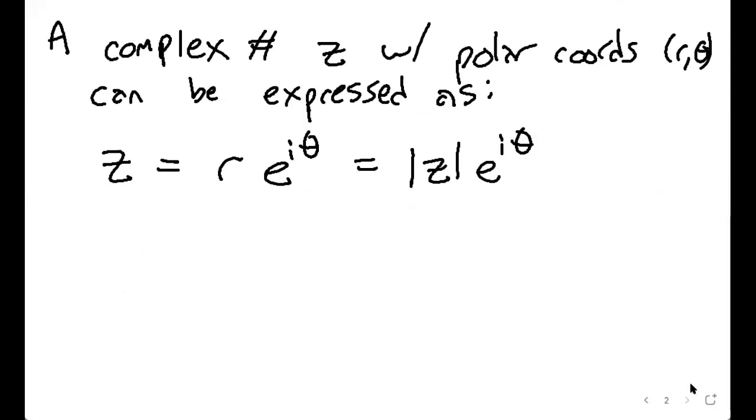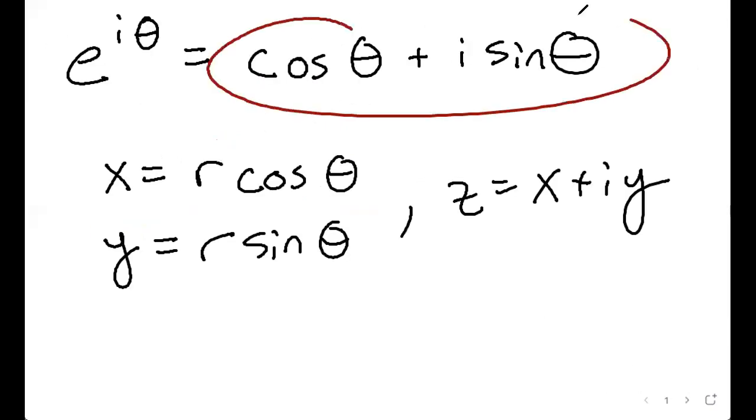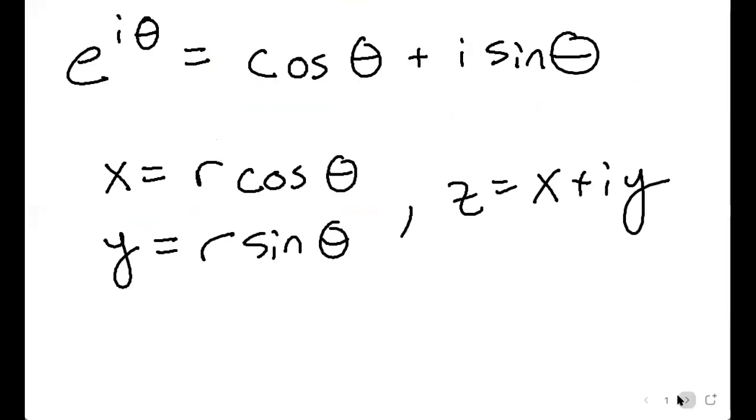And here's the punchline. A complex number z with polar coordinates r, theta can be expressed in this form as r times e to the i theta. And r, of course, is always the modulus of z. Why is this? Well, let's write out r. So r times, what is e to the i theta? It's cosine theta plus i sine theta.